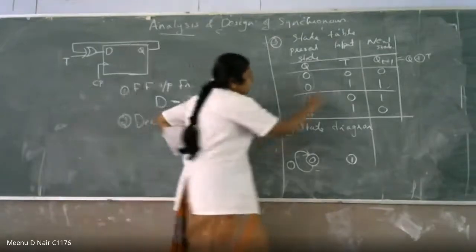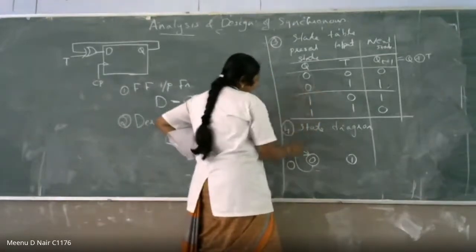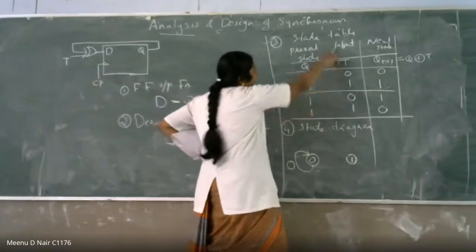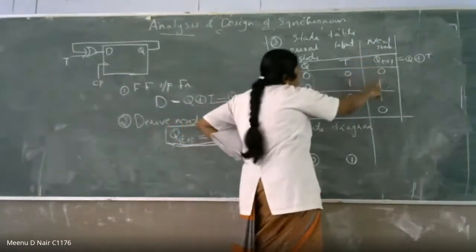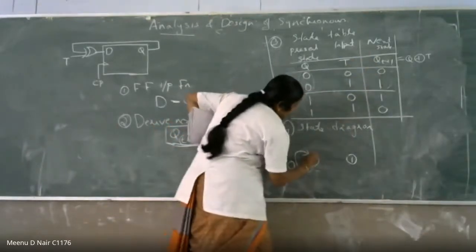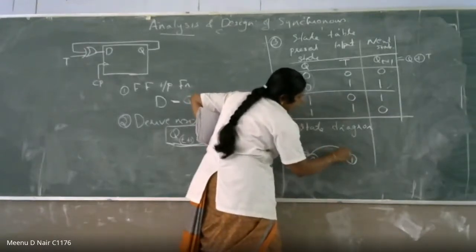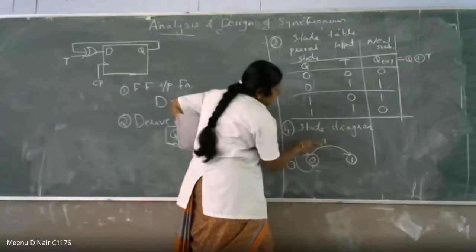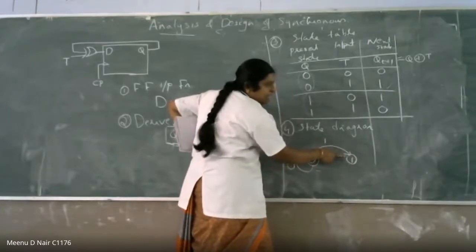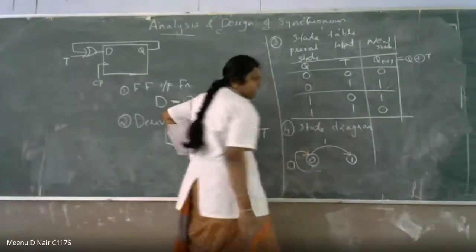Then what about the second case? If the present state is 0 and you are giving input as 1, it will be going to the next state 1. Okay, so you are starting from here and it is ending here. So when you are giving input as 1, it is going to the next state 1. Right? Is that okay?